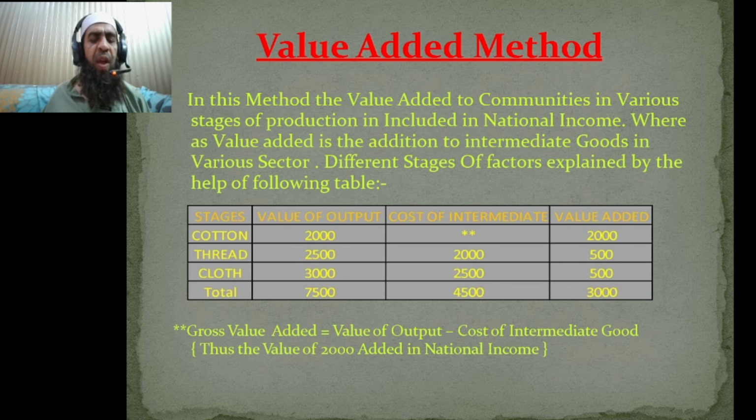What is the gross value added? In this, the formula is: gross value added is equal to value of output minus cost of intermediate goods. Thus, the value added 3000 is national income.